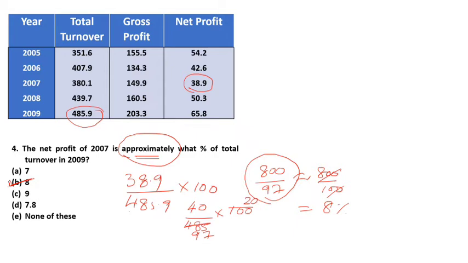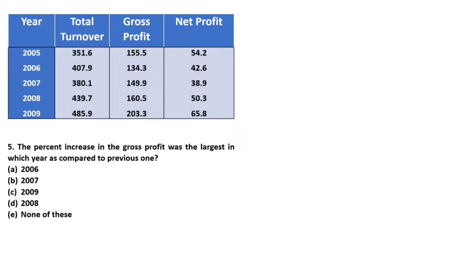All these questions are basic questions. Next question. The percentage increase in the gross profit was the largest in which year as compared to the previous one? The percentage increase in the gross profit was maximum in which year? So here you can see gross profit is 155 and net profit is 54.2. And here gross profit is 134. Here gross profit is 149. Here gross profit is 160. And the next gross profit is 203.